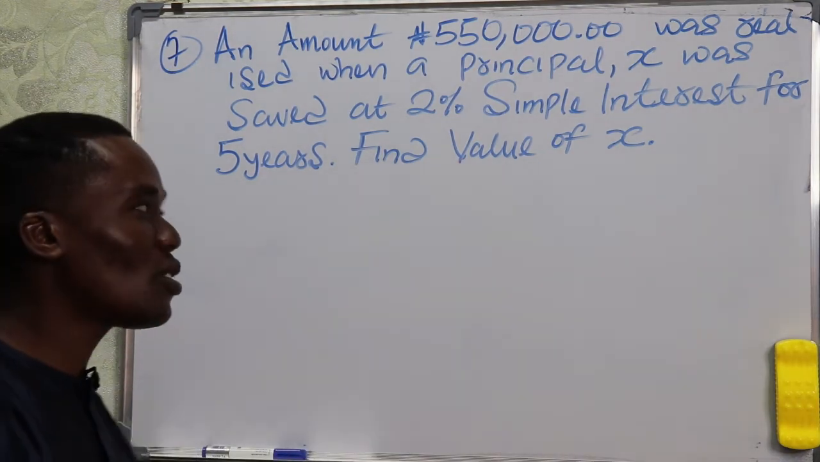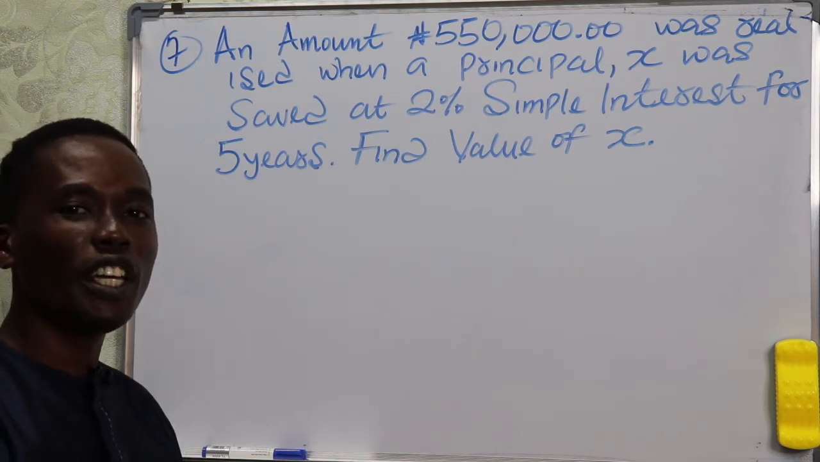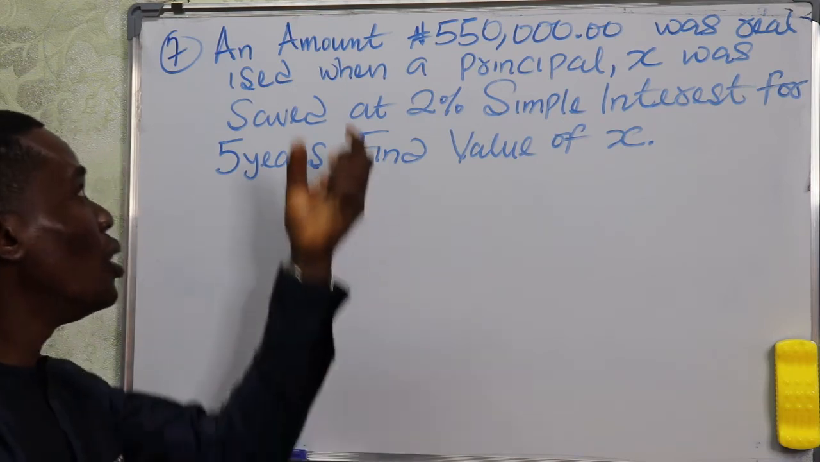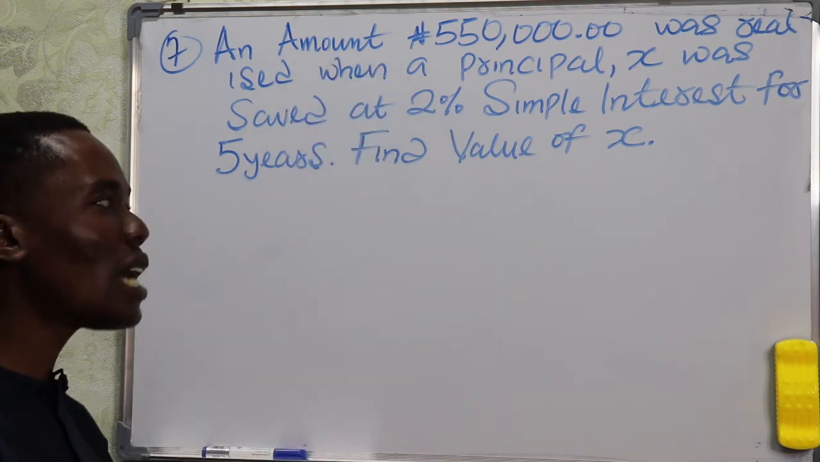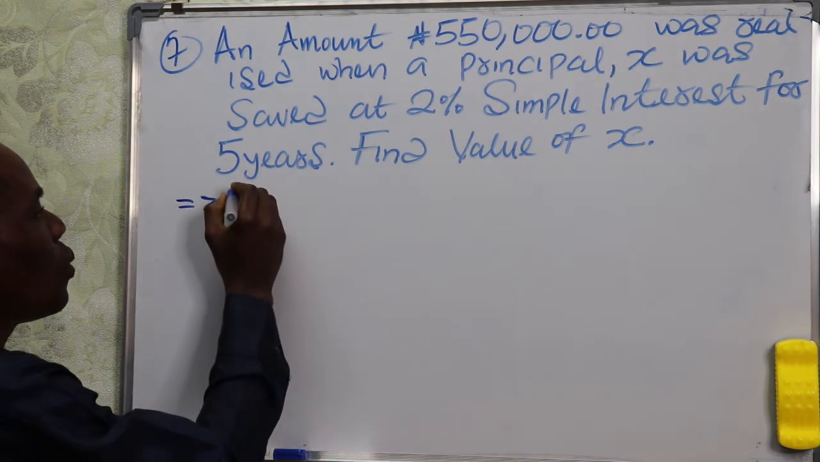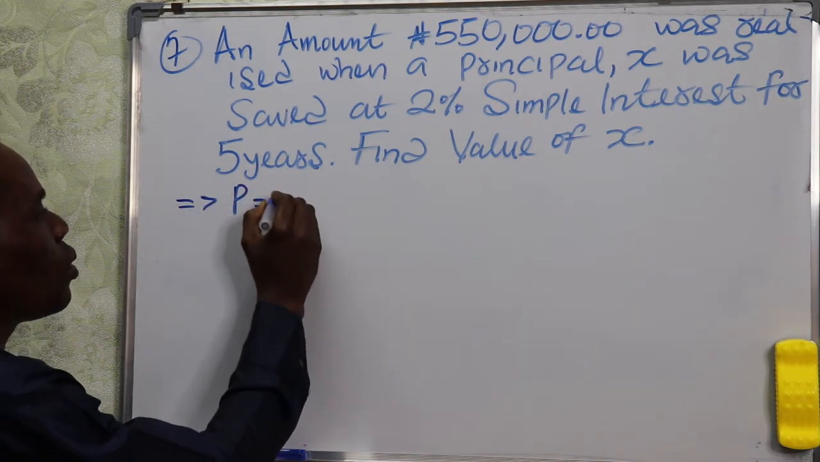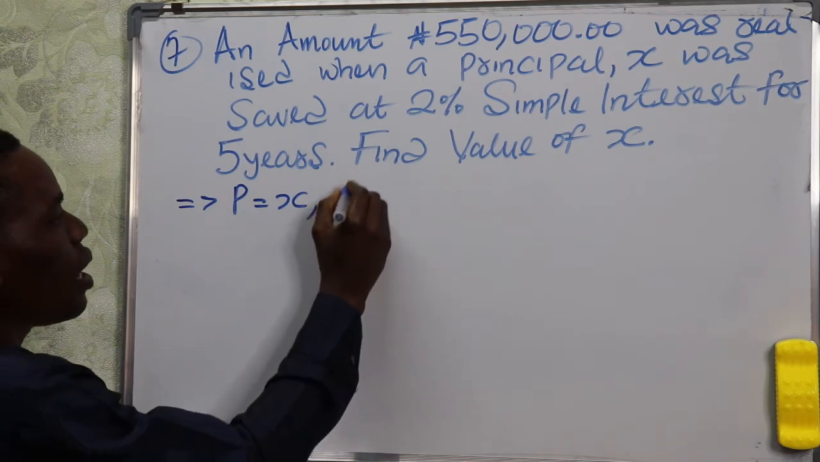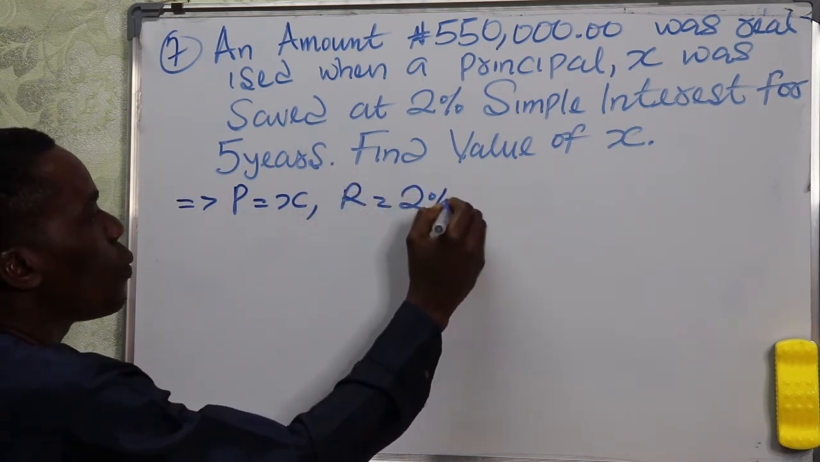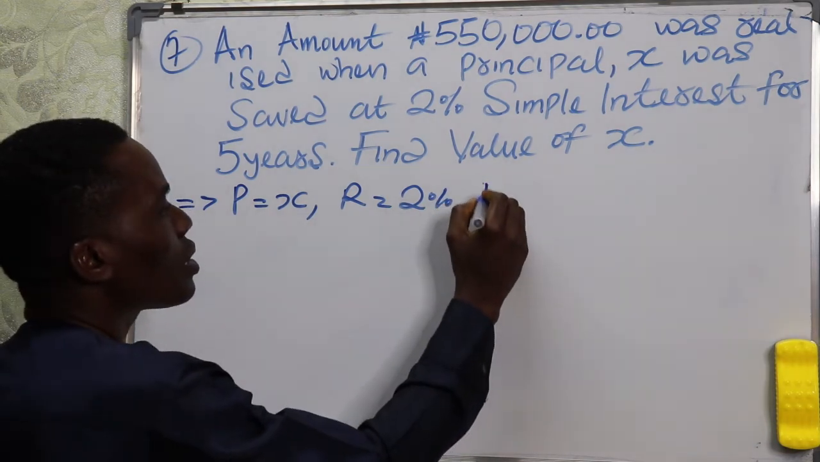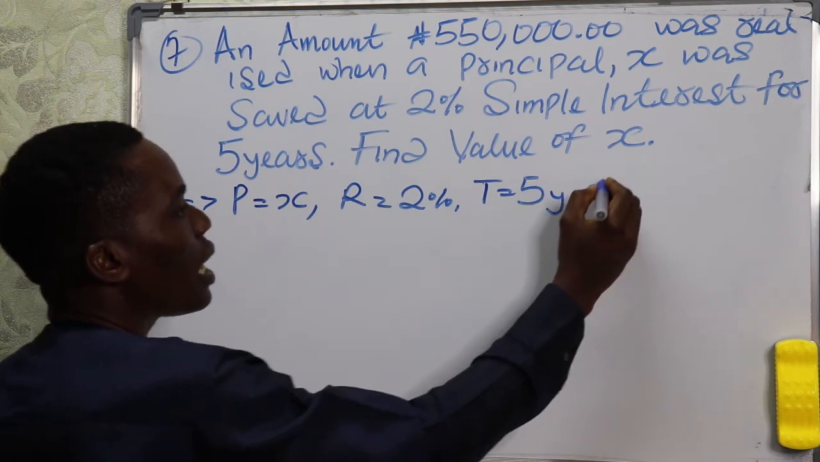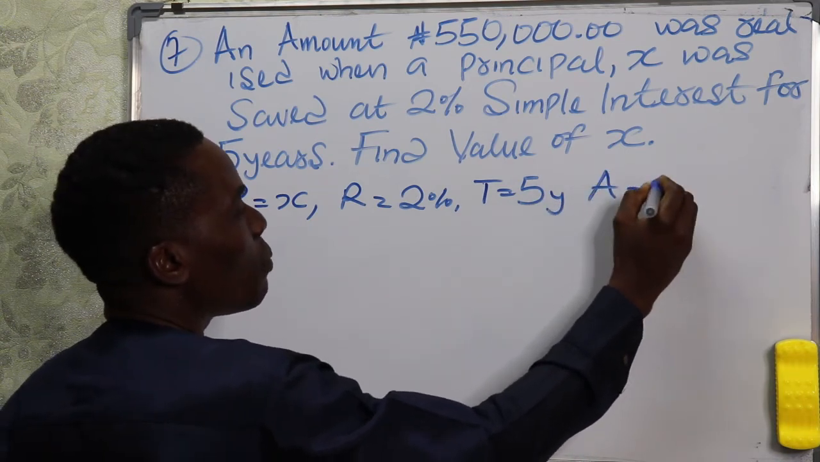Now this is a question that borders on simple interest, and remember, you aren't given the principal, you're only given the amount. So what are the parameters that are given? That's the first question you ask yourself. We are given our principal, which is equal to X. We are given our rate, which is equal to 2%. We are given our time, which is equal to 5 years, and then an amount. The amount is what?